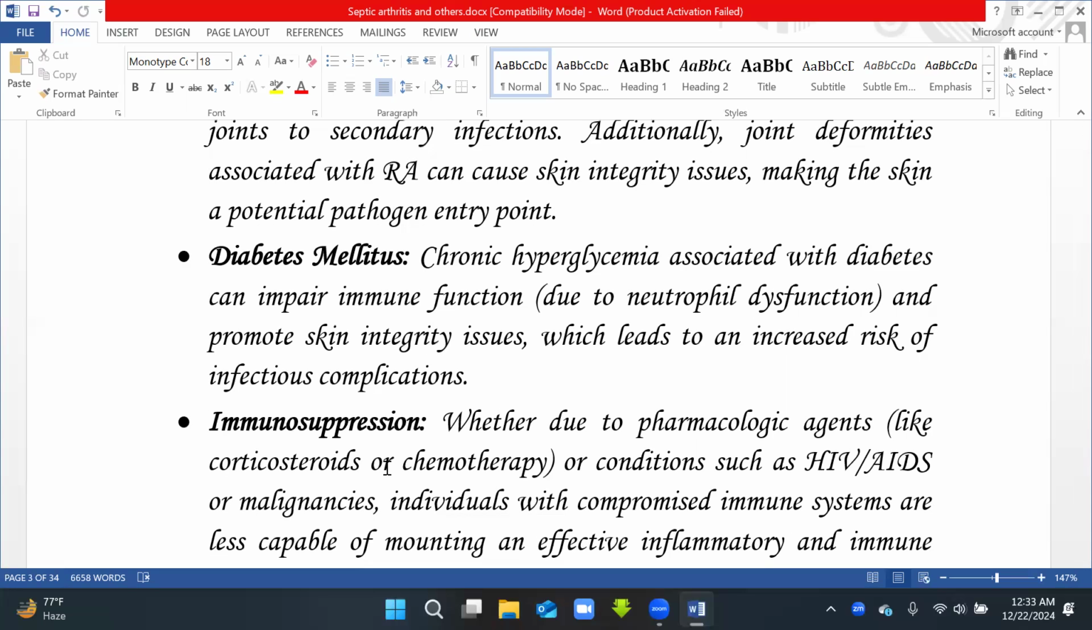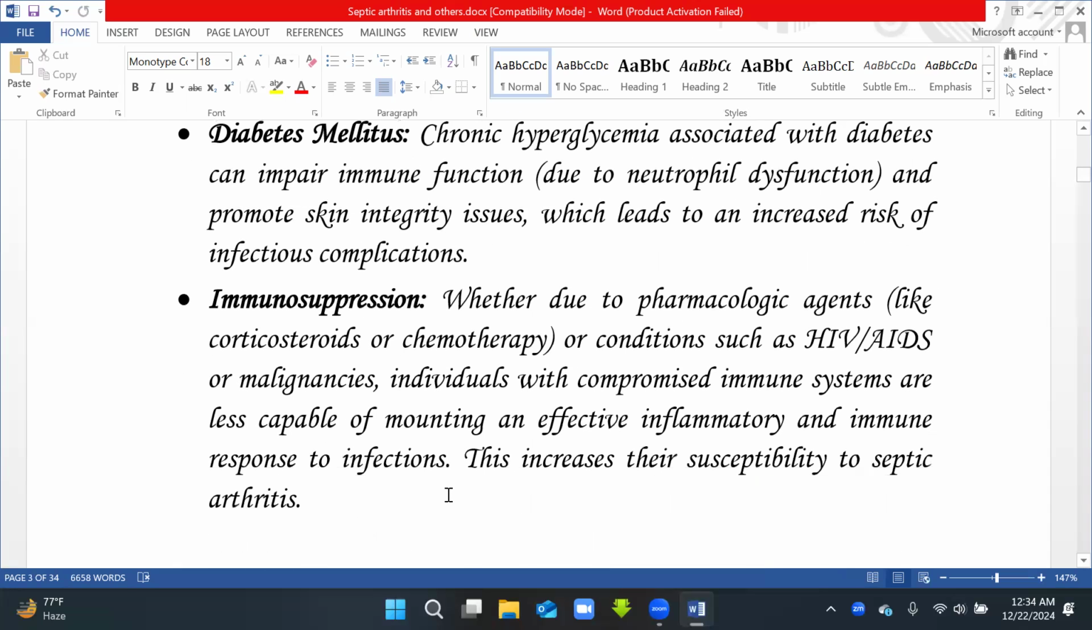Another risk factor is being immunosuppressed. People who are taking drugs that reduce their immune function, such as corticosteroids and chemotherapy for cancers, are at higher risk for developing septic arthritis because their immunity is down. Or persons who are suffering from HIV and AIDS or other malignancies like the cancers are likely to be in an immunosuppressed state. As such, they are much more likely to suffer from these conditions. As such, the body cannot mount effective inflammatory and immune response to infections. This increases their susceptibility to septic arthritis.